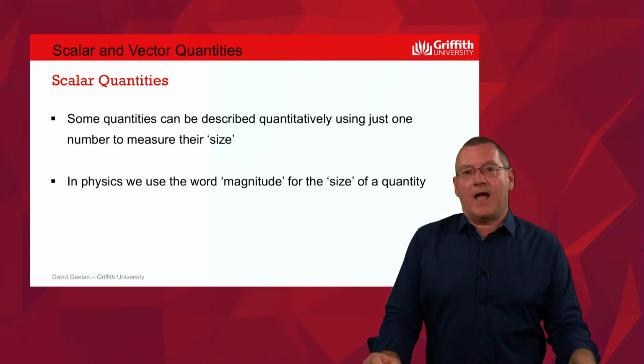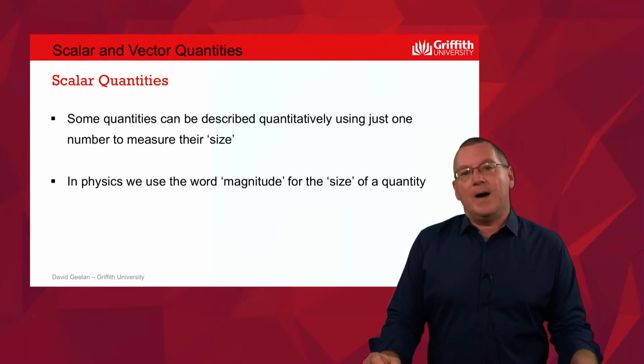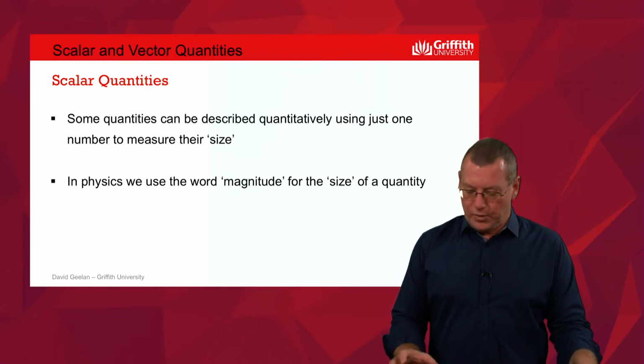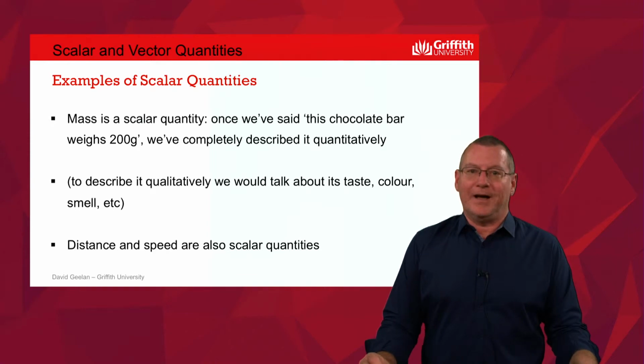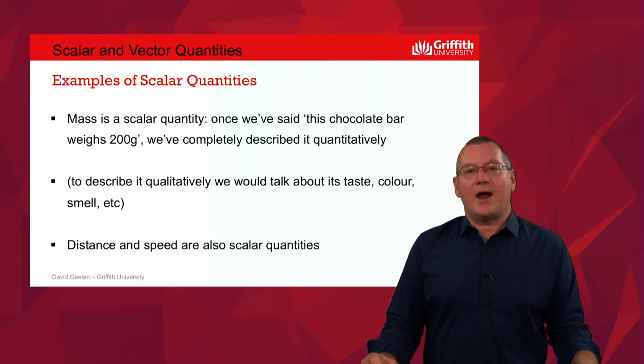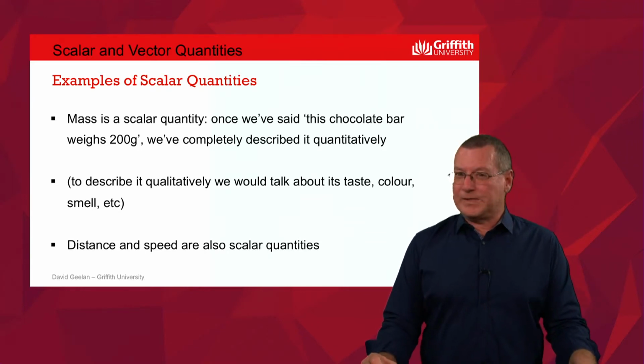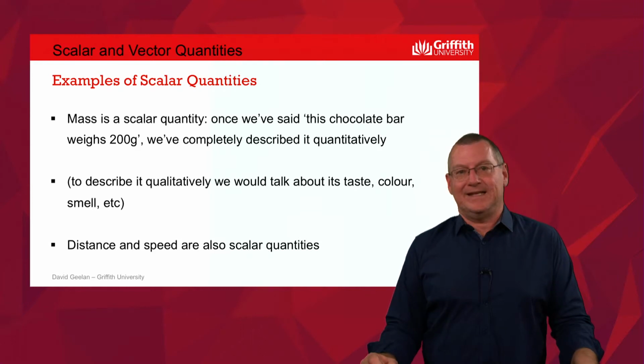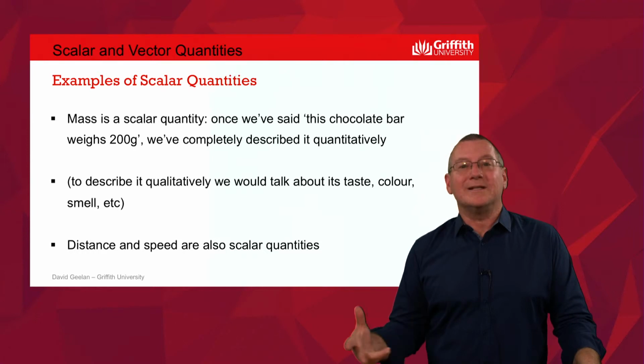Scalar quantities, we can measure them quantitatively, but we don't require any other information than just a number. So, for example, the mass of a chocolate bar, 200 grams. So we've described it. We don't need a direction. It's not a chocolate bar that is 200 grams northwest or 200 grams downward. There might be a weight force associated with it that's downward, but the actual mass isn't a vector quantity, it's a scalar quantity. We could also describe the chocolate qualitatively. We could say it's yummy, we could say it's brown, we could say it's relatively soft depending on the temperature, we could say it smells good, and so on. So there are qualitative descriptions we could use.